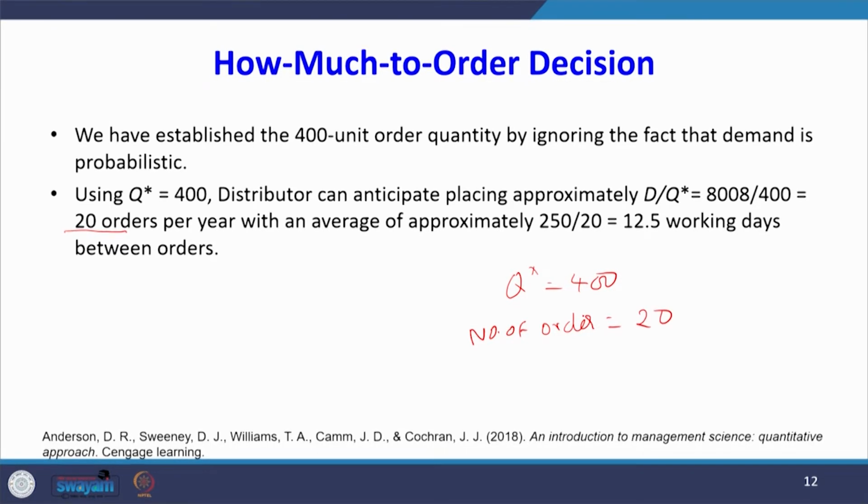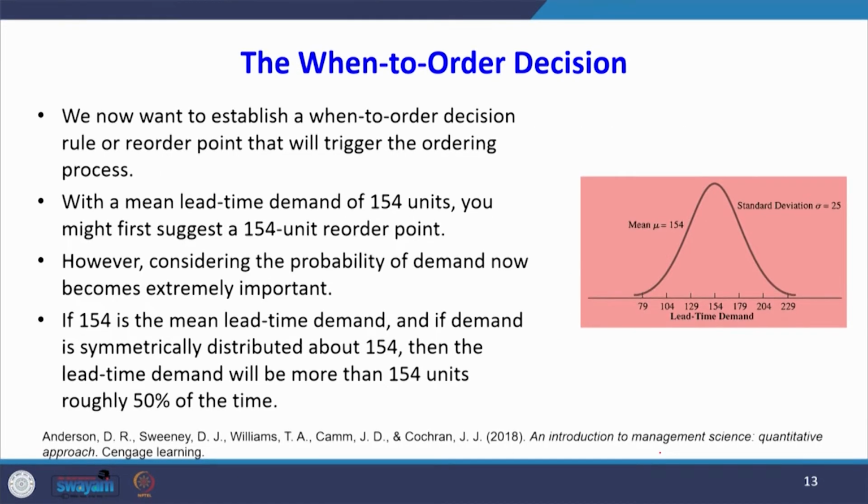Now assume that the distributor operates 250 days per year. So, when you divide 250 days by 20, the number of orders, that is 12.5 working days between the orders. So, the order cycle is 12.5 working days. What is the meaning of that? Every 12.5 working days he has to place an order. How much to order? He has to order 400 units. Now, we got the answer for how much to order.